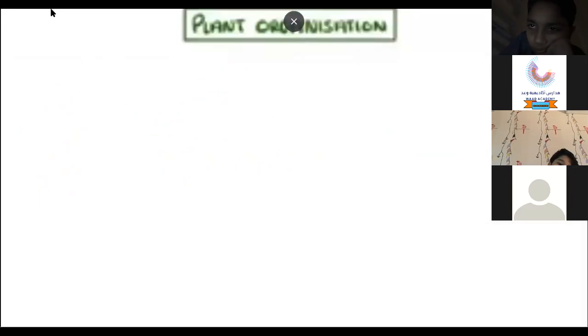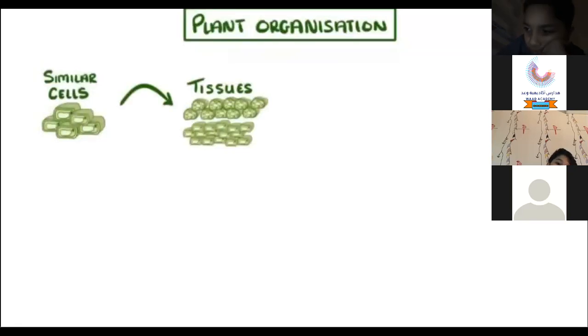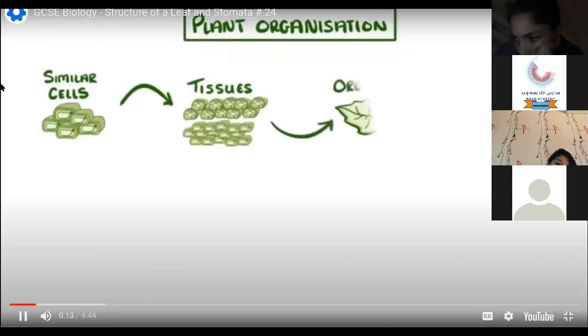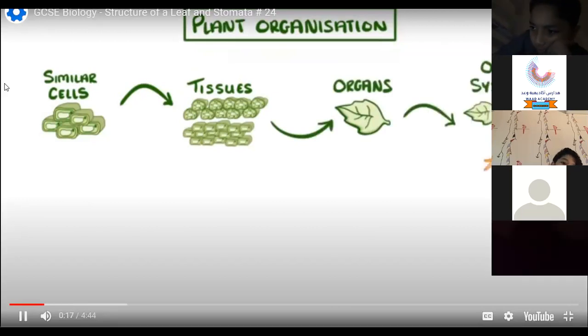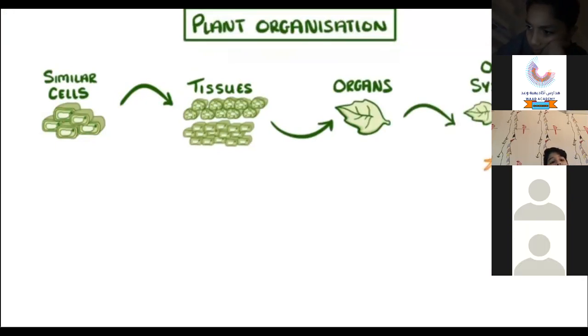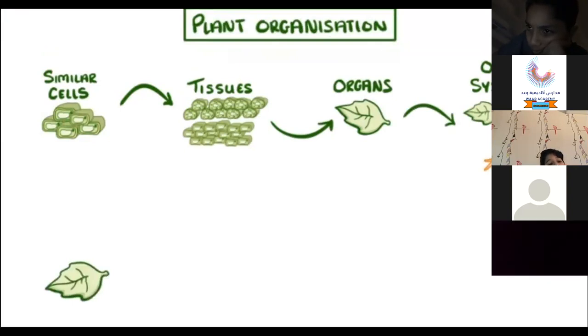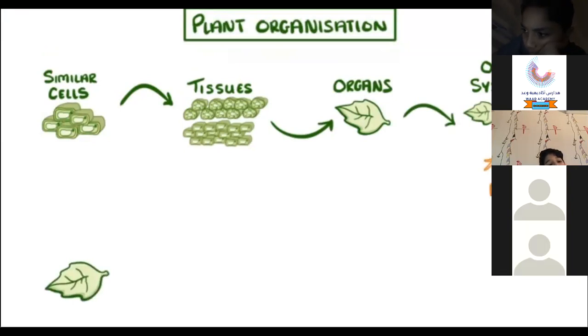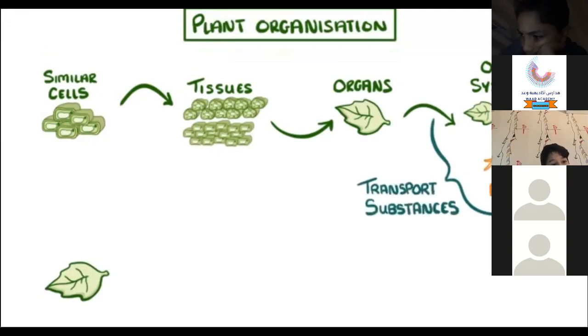Just like in animals, plants have different levels of organization, with lots of similar cells combining to form tissues, different types of tissues combining to form organs, and then multiple organs combining to form organ systems. To see how these fit together, we're going to take a look at the structure of a leaf, which itself is an organ. Along with the stem and roots, it forms an organ system whose function is to transport substances around the plant.